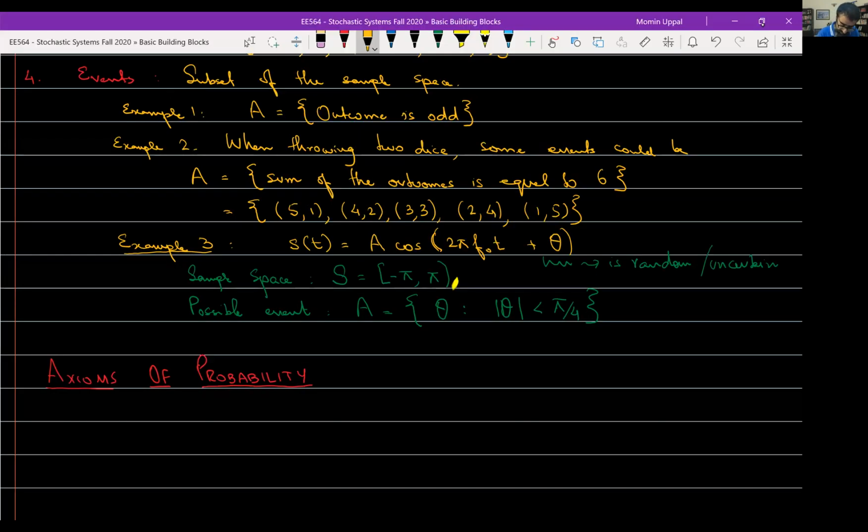So the relative frequency approach just says that you count the number of times an event A has happened. So the probability of A, where A is an event, is approximately equal to the number of times the event A has happened divided by the number of experiments.